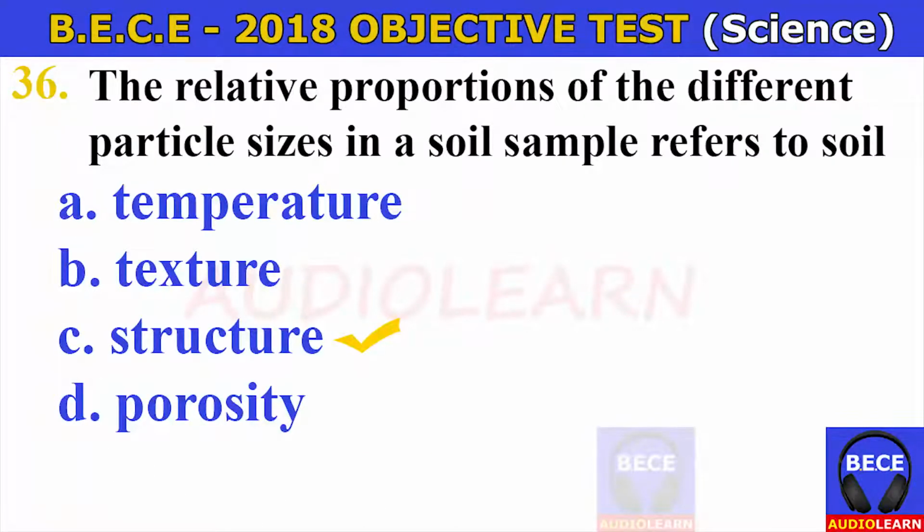Number 36. The relative proportions of the different particle sizes in a soil sample refers to soil A, temperature, B, texture, C, structure, D, porosity. And the answer is C, structure. The relative proportions of the different particle sizes in a soil sample refers to soil structure.